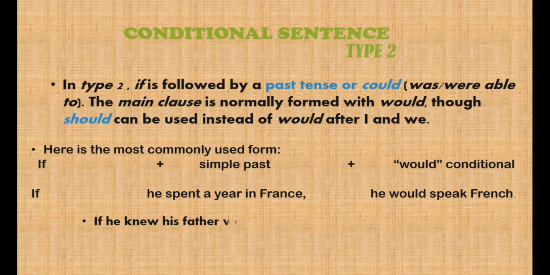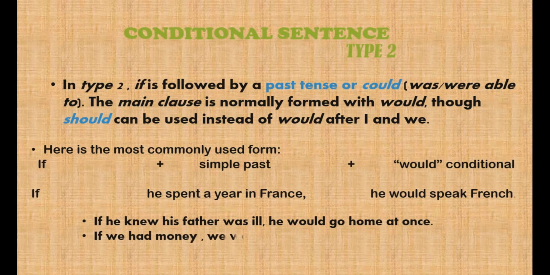There are a few examples you can check. If he knew his father was ill, he would go home at once. If we had money, we would also leave home. So these two are conditional sentences, and these sentences fall under type 2. Now we are going to talk about where to use conditional sentence type 2.